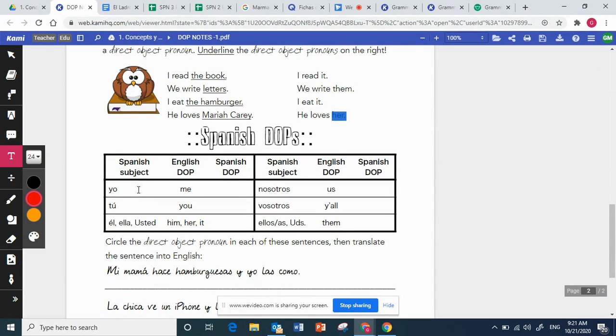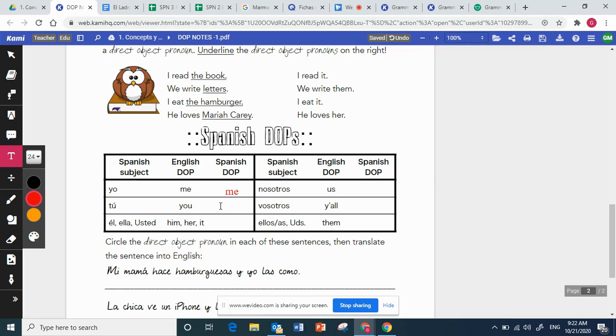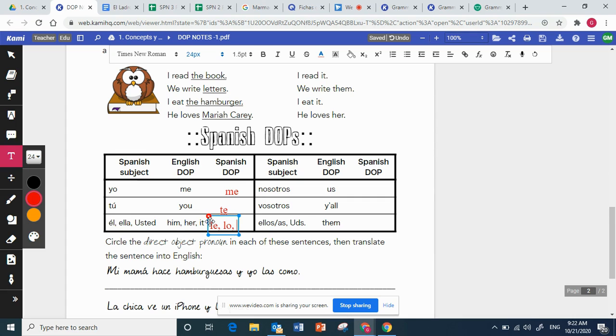Here are the Spanish direct object pronouns. If you want to say me, it is the word me. You may want to repeat after me. Me. Not tu, but que. Him, her, and it. Him, her is le. Sometimes you'll see it as lo and la, but generally le is people. Lo and la is generally used for it. If the word that it refers back to is masculine, you will use lo. If it is feminine, you will use la.